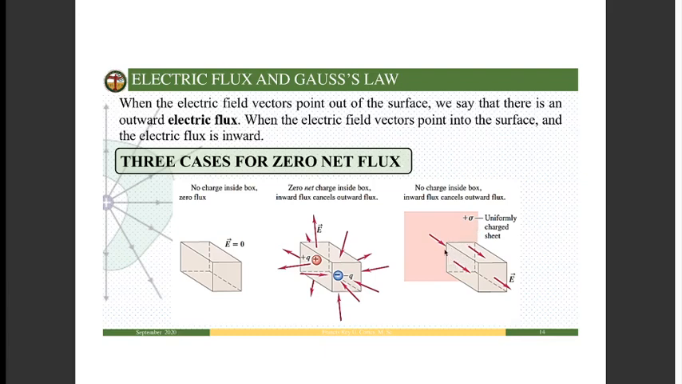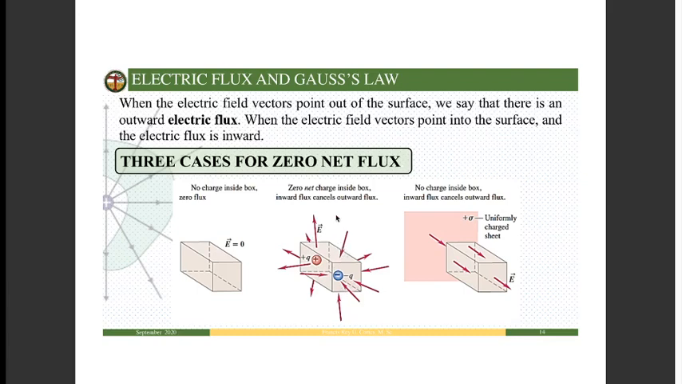So what will happen is the electric field lines entering are equal to the electric field lines exiting, right? So therefore the contributions to the electric flux still cancel out. Take note, this is zero net flux, meaning that you have to add all of the electric flux on the surface. So this surface, this surface, and so on.